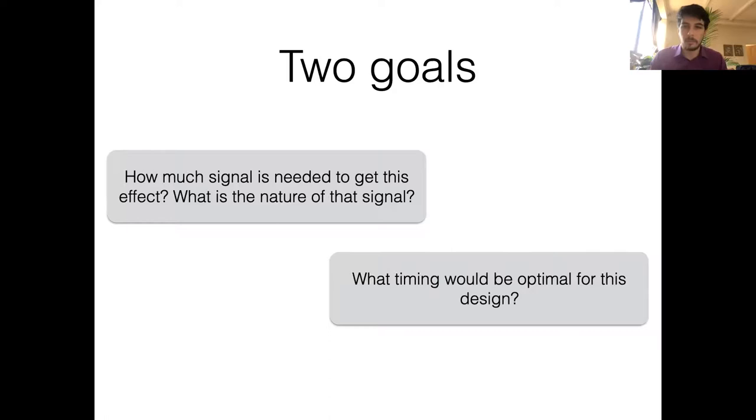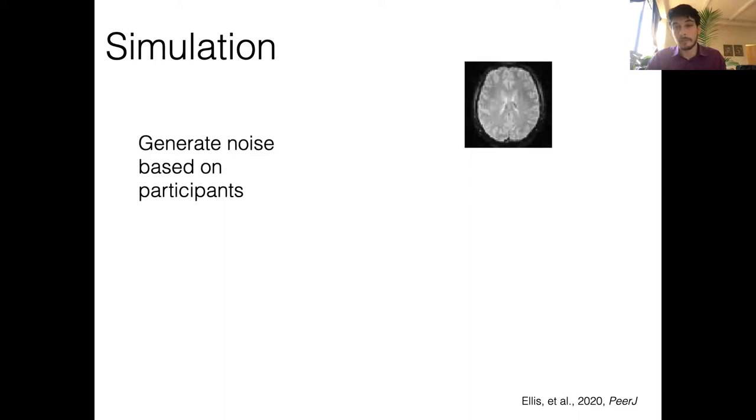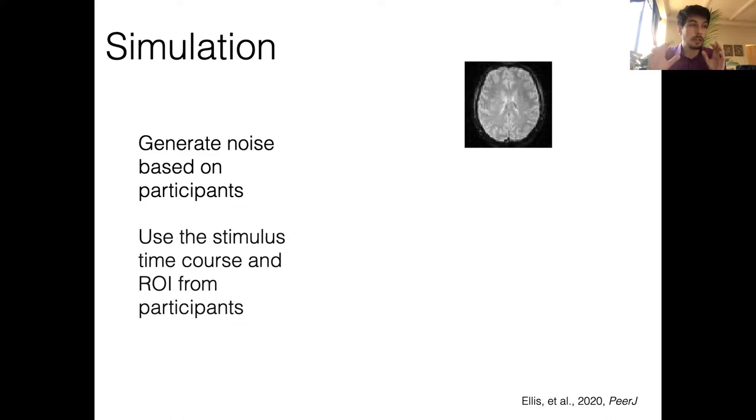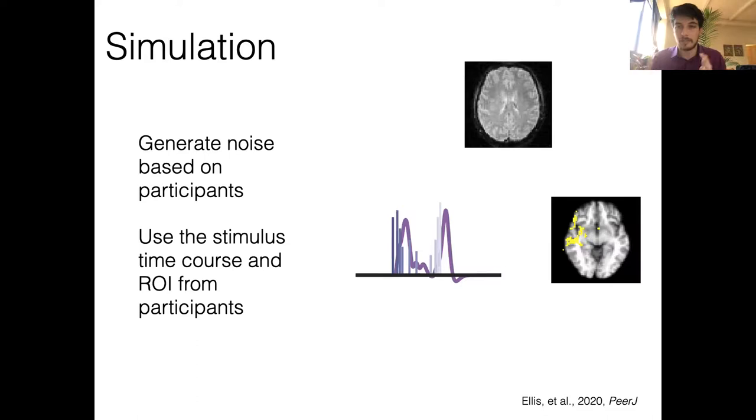So what the simulation looks like is we take the real data that was collected from these participants and we generate noise data based on those participants. We then create stimulus time courses that are the same as the events that the participants actually saw.